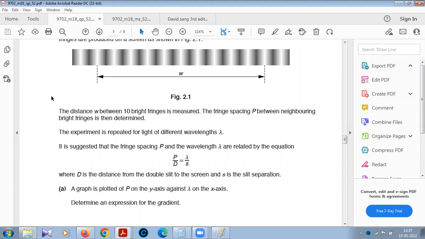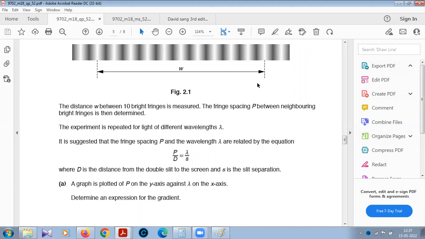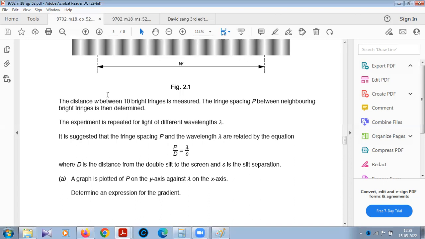So here in this experiment, they are measuring W. W is the width, the distance between 10 bright fringes. That is the width of the 10 bright fringes. So what we can do is measure these 10 bright fringes and divide it by 10. Then we will get the width of one fringe, that means the width from one bright spot to another bright spot.